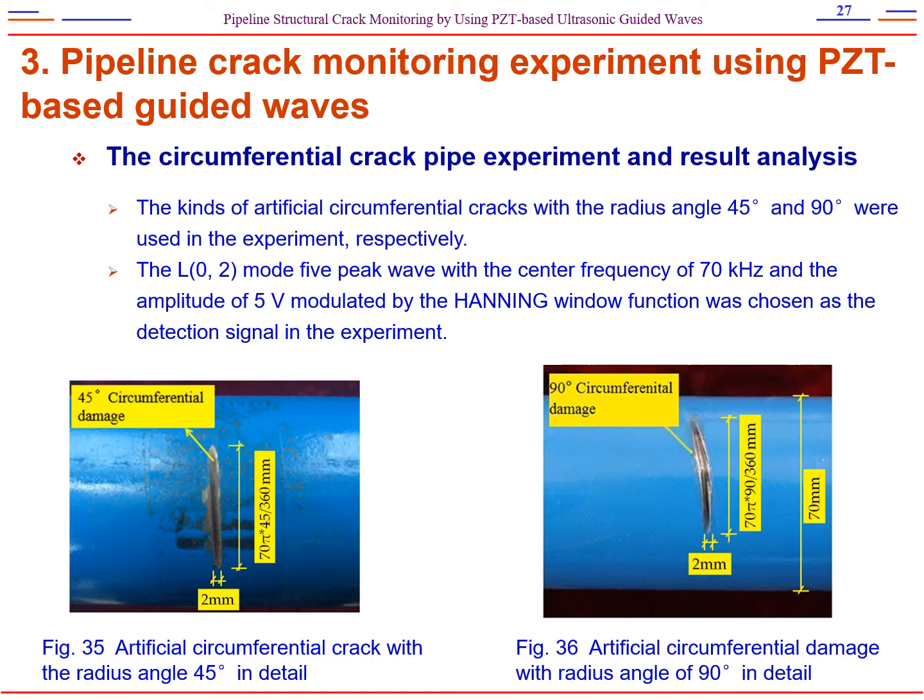Two kinds of artificial circumferential cracks with a radius angle of 45 degrees and 90 degrees were used in the experiment respectively. The L02 mode 5-peak wave with a central frequency of 70 kHz and an amplitude of 5 volts, modulated by the Hanning function, was chosen as the detection signal in the experiment.